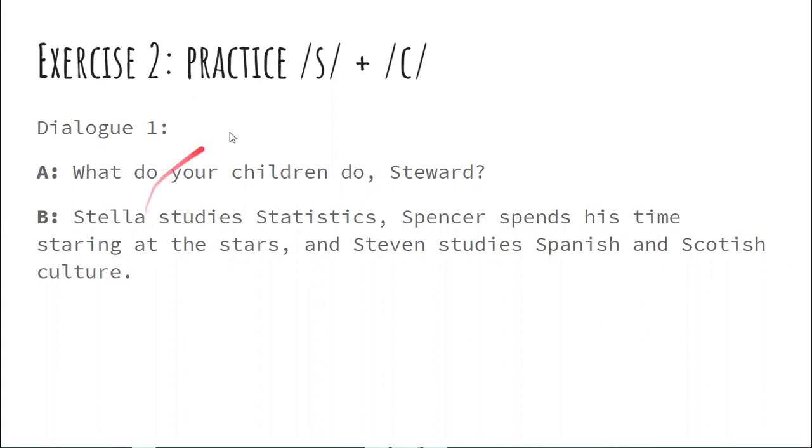O sea, Omar. Let's go again. What do your children do, Stuart? ¿Empiezo nueva? Esperemos al Omar, que te dé el inicio. Omar. What do your children do, Stuart? Ajá. Stella studies statistics. Spencer spends his time starting at the start. And Steven studies Spanish and Scottish culture. Ajá. Ya, hay unas G metidas por ahí, como Steven. Es como Steven and Steven. Hay que pulirlo esto.